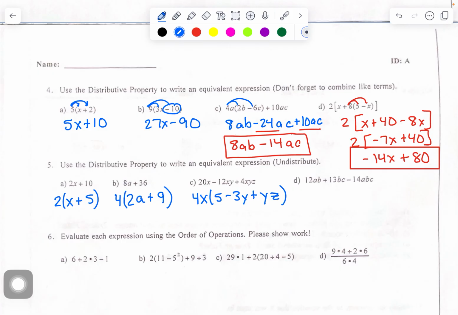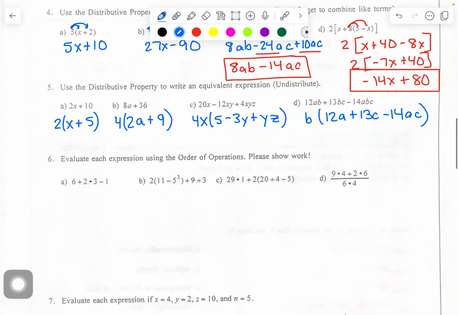And then the last one, 12, 13, and 14's greatest common factor is 1, so I can't really pull out a 1, but they all have a b. So if I pull out a b, I would end up with 12a plus 13c minus 14ac. That's undistributing.